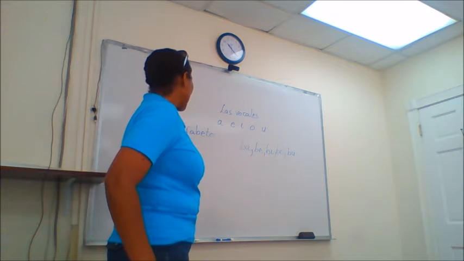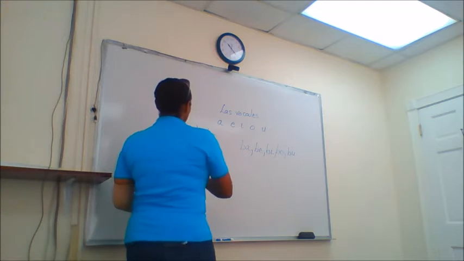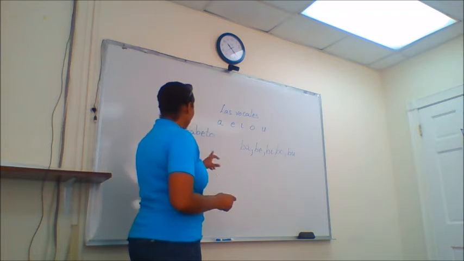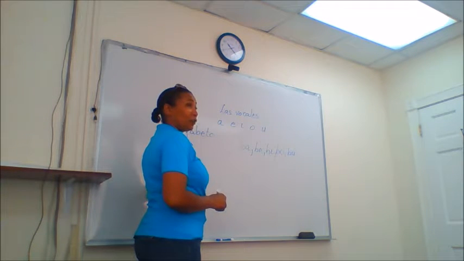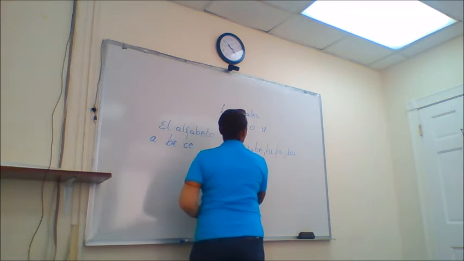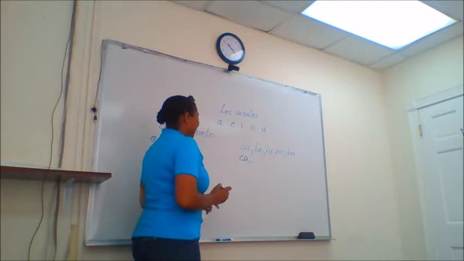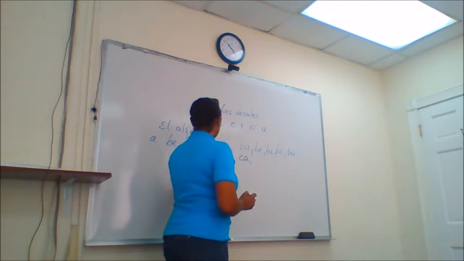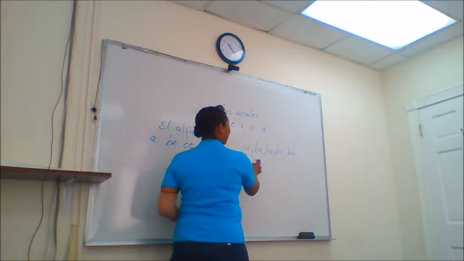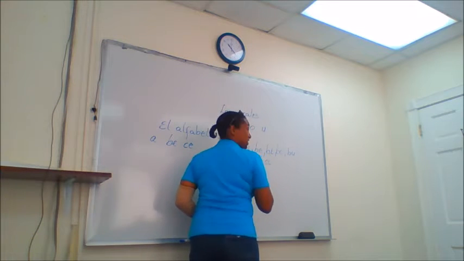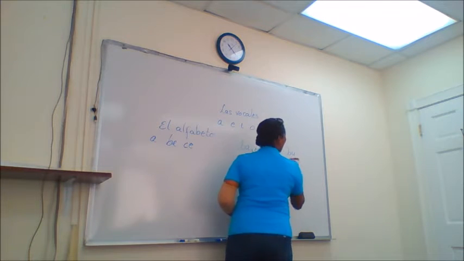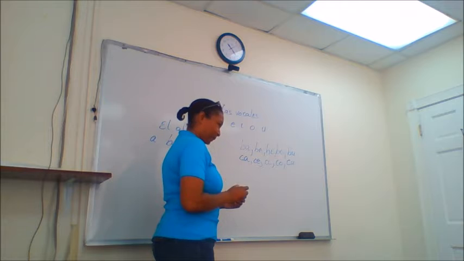So, vamos a continuar. We're doing our review. So, the next letter is C. We're going to go over it. If we sound C with A, what sound does that give us? Ka. C and A go together to form ka. C and E makes se. C and O makes ko. And C and U makes ku. So how do you know when to use which?